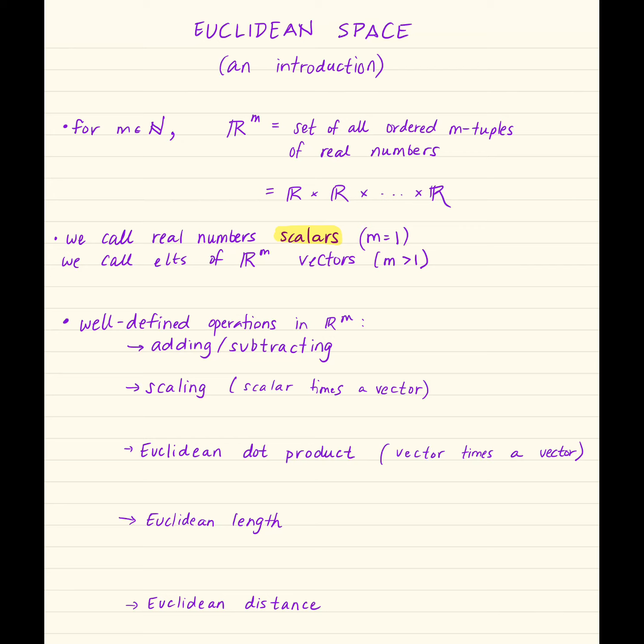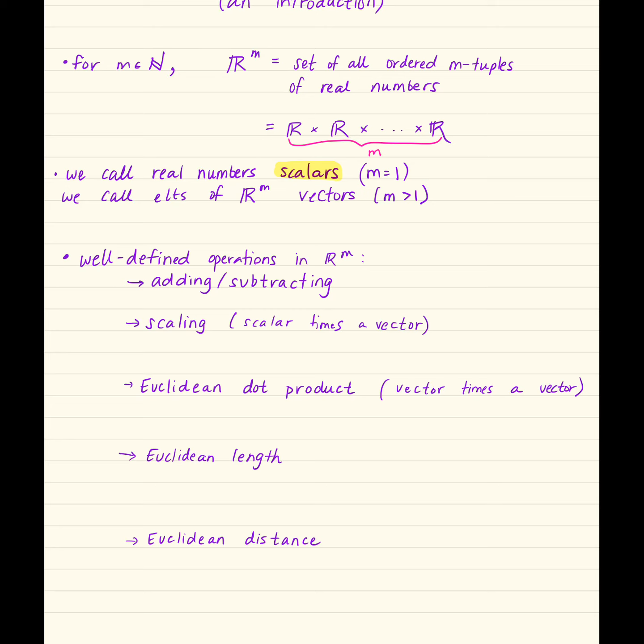Right, so notice that these are m copies of R. We call the real numbers, so if m is equal to 1, then the elements of R^m are called scalars. If m is greater than 1, then we call these elements vectors, okay? And everyone has had multivariable calculus, so you've seen this at least in 3 dimensions. So you've worked with m equals 3, m equals 2, and m equals 1.